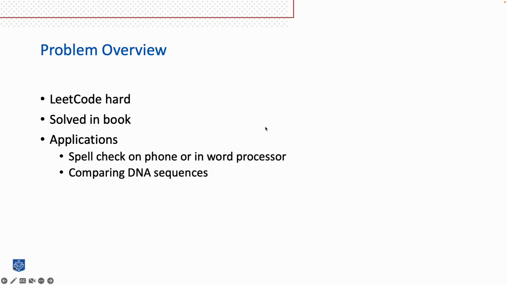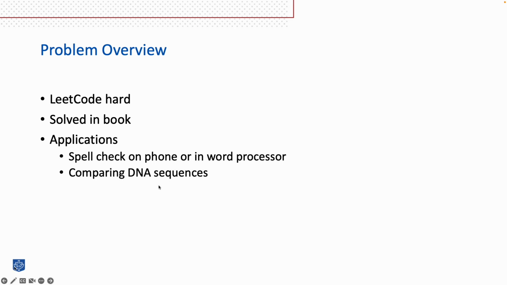Alright, so some overview on the problem. It's LeetCode hard, but it is solved in the book. And some applications or real world uses. It could be used for spell check in a phone or a word processor. So if a user misspells a word, you could take the edit distance between the misspelled word and say all the words in a dictionary and see what words are the most similar.